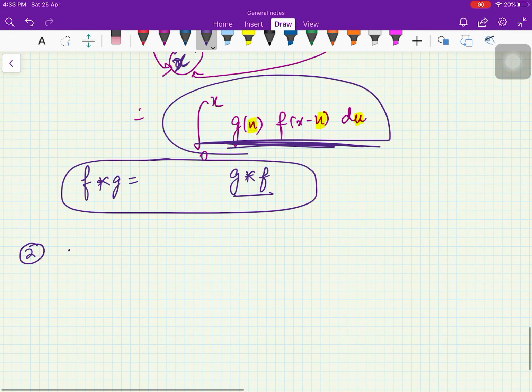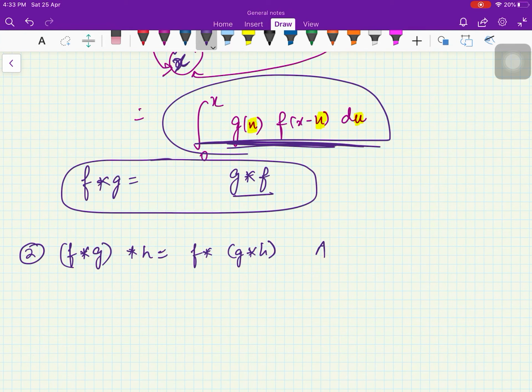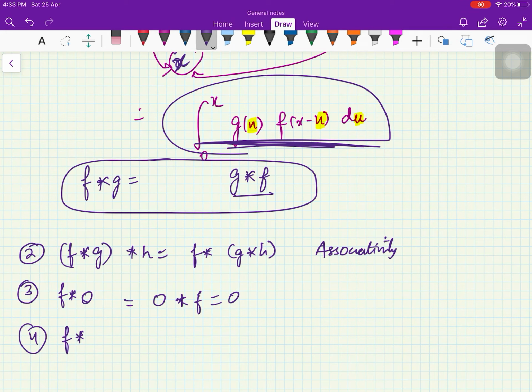It is quite simple. Similarly there are more properties, like f star g star h is equal to f star g star h. This is associativity. Then if you take the convolution of any function with the zero function, you will get the zero function. And then there is one more, distributivity: if you take f star g plus h, it is going to be f star g plus f star h. Why am I writing these properties? You can use them when you are computing the convolution. This will make finding the integrals easy.